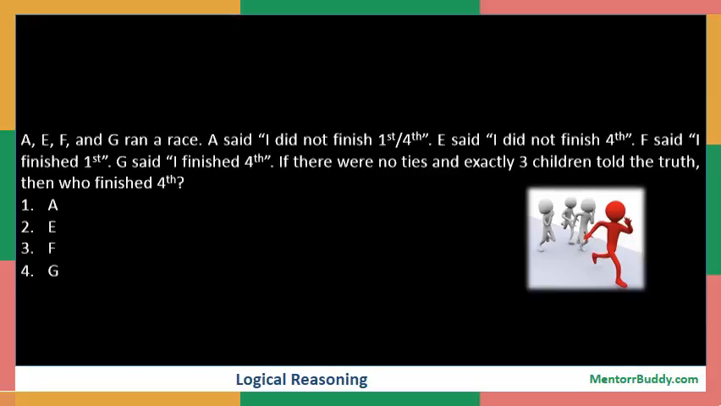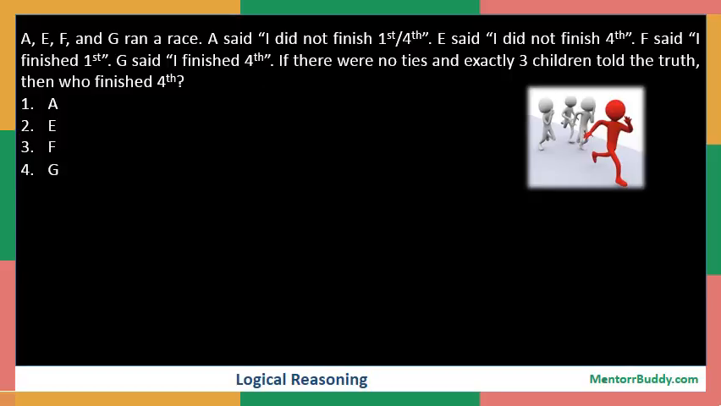Now, let's see how we can approach such a question. We have four people, A, E, F and G, who are running in a race, and everyone is stating a statement based on their interpretation. It is also given that out of these four people, only three are speaking the truth, and one must be speaking a false statement. Also, there are no ties, which means everyone secures a position out of those four. So let us figure out who is speaking what.